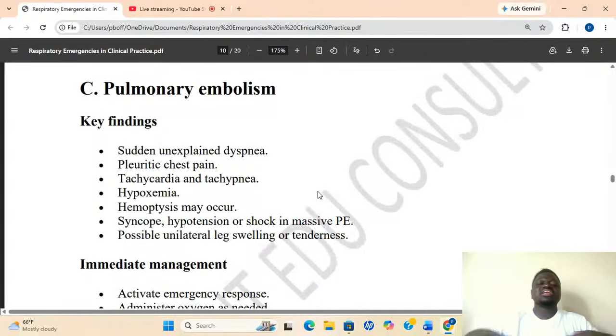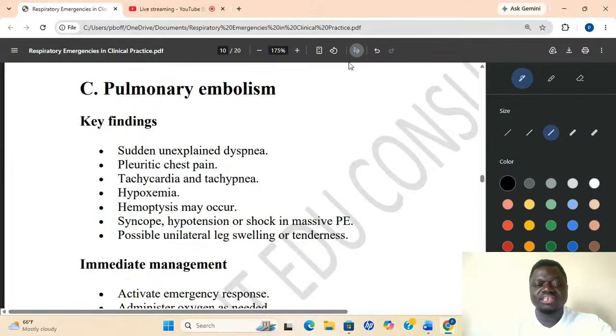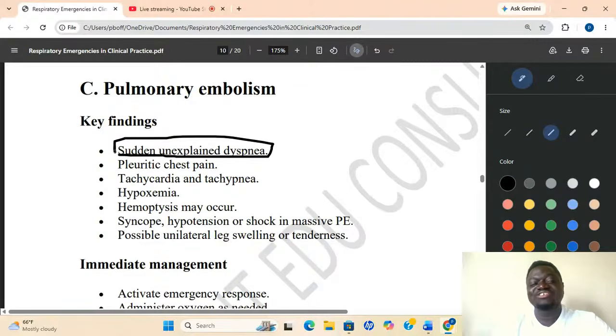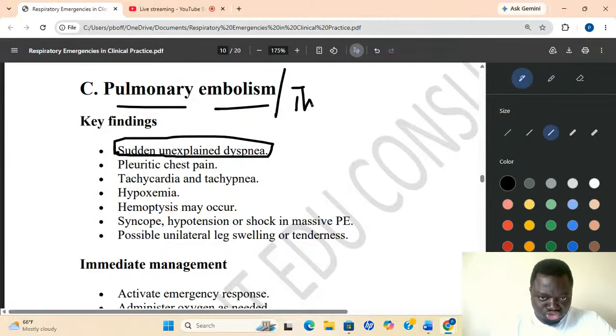Okay. Another respiratory condition we meet is pulmonary embolism. The patient will come with sudden, unexplained dyspnea. Sudden, unexplained dyspnea. If you are not careful and you are not smart, you will never know this. This is where their story starts from. See a pulmonary embolus. Okay. Embolus, thrombus.